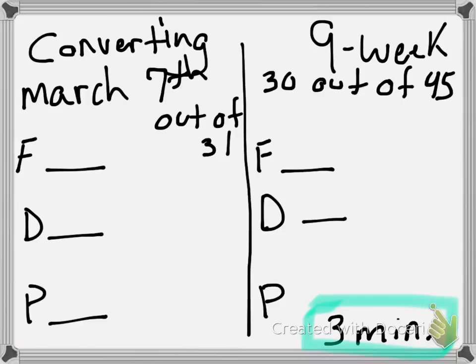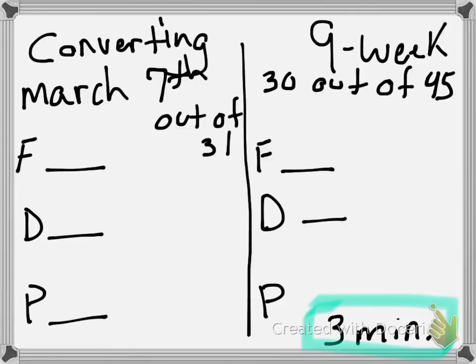But for this example, you will have exactly 3 minutes to do converting for the month and converting for 9 weeks. Okay? So at this time, Miss Edwards will pause it, and then after 3 minutes goes off, she'll play it again, and I will show you the answers and how to work them out. So go ahead and pause.